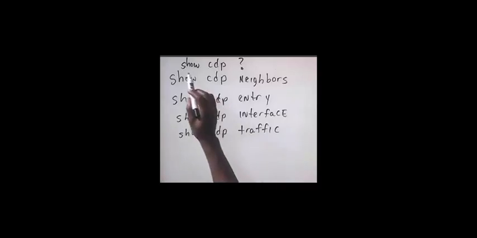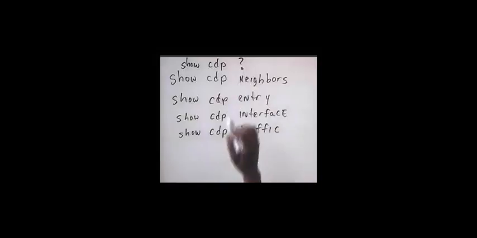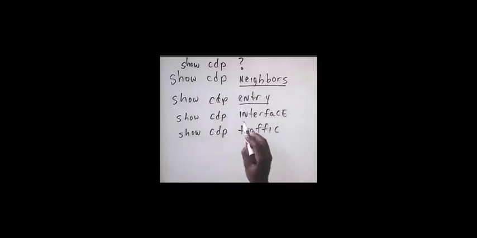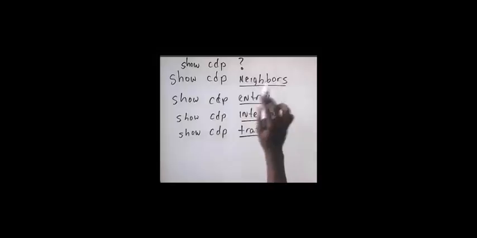Let's take a look at a couple of the commands involved in CDP. If you issue the command show CDP ?, you would get a list that includes neighbors, entry, interface, and traffic. The show CDP neighbors command is probably the most useful. This command shows a summary or a chart of the neighbor's information, including the device ID, the address list, the port ID, the incoming interface, the hold time, the capability, and the platform of that neighboring device.